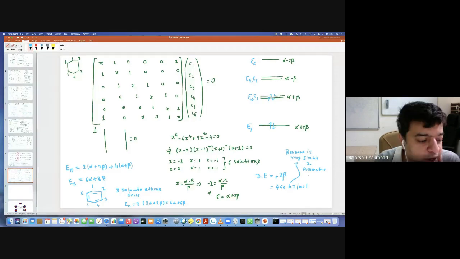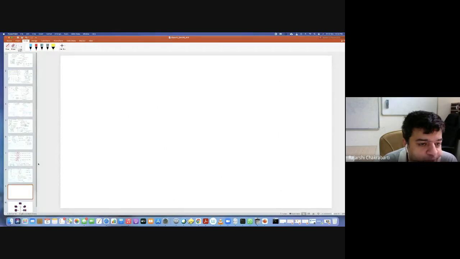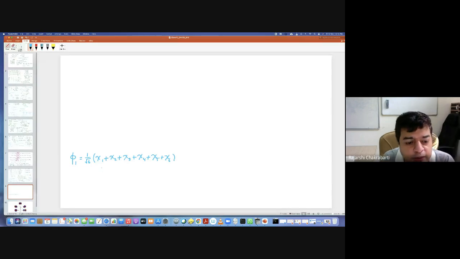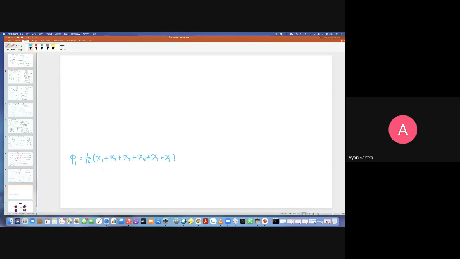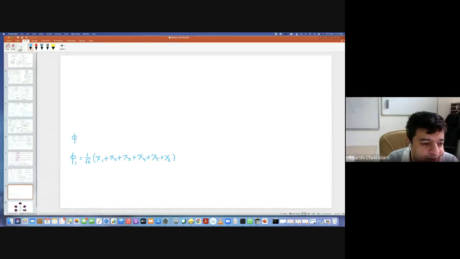So now next thing, what should I do? I should calculate the MOs of benzene. So it is quite involved. I'm just going to write down the expressions, what I did for butadiene. So let us write it down. Phi 1 is... you should be able to draw this phi 1. It is not very difficult, no? All the orbitals have the same contribution. Right. And the same sign.